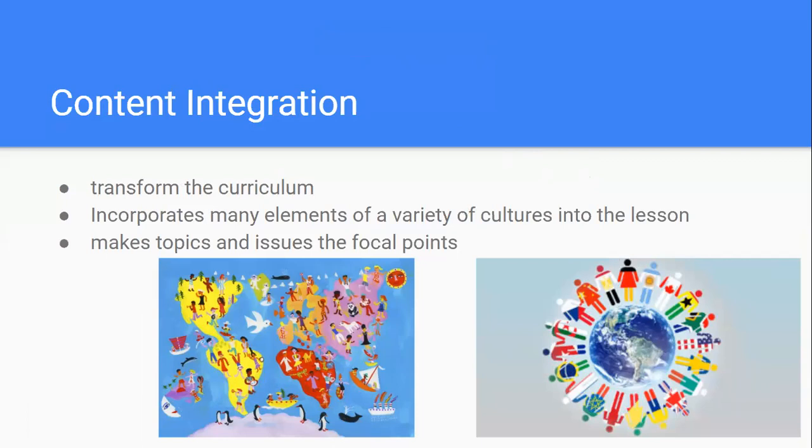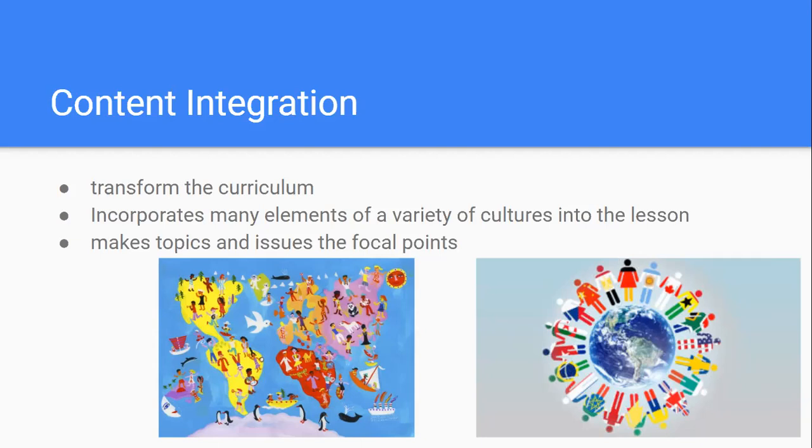Content integration demands that teachers transform the curriculum to incorporate different aspects of various cultures. This information is then integrated in a smooth and natural way into the academic lessons. It also incorporates many elements of a variety of cultures into the lesson. So stories, art, literature, or any other aspect of culture from various racial backgrounds can be integrated into the curriculum.